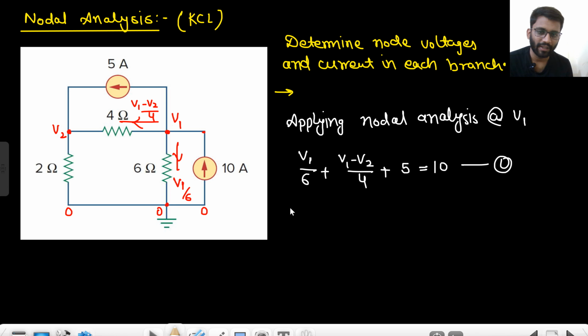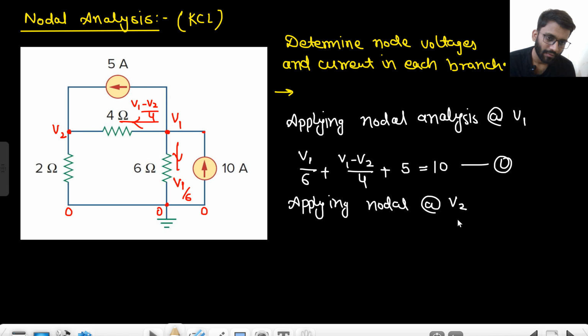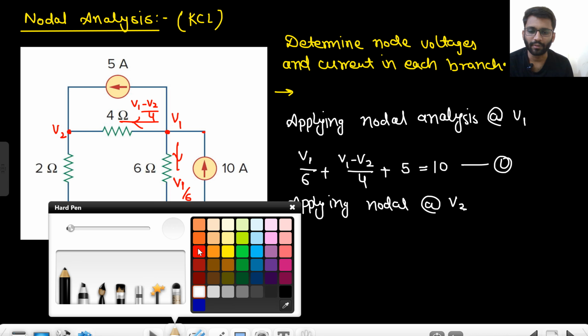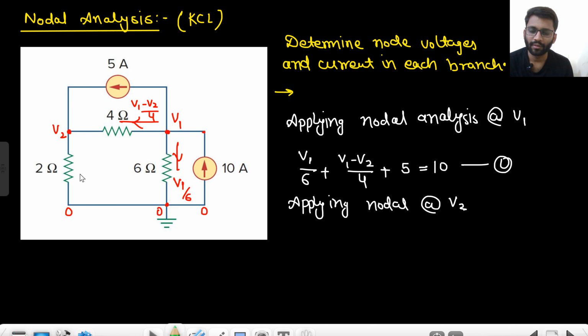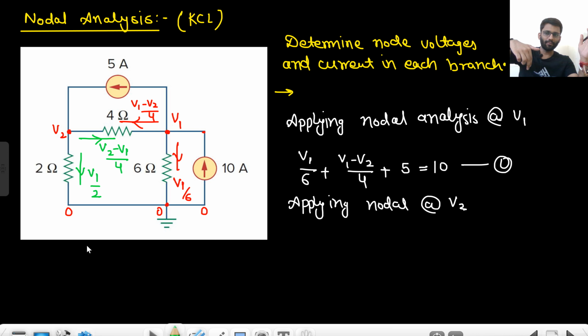The second equation, applying nodal analysis at V2. So let's apply nodal at V2. What is the current in this branch? V1 by 2 ampere, right? 5 ampere current is coming here. And what is the current in this branch? If we are writing the outgoing current in this direction, the current will be V2 minus V1 by 4, right? In downward direction V1 by 2, and here V2 minus V1 by 4, and 5 ampere current is coming inside.